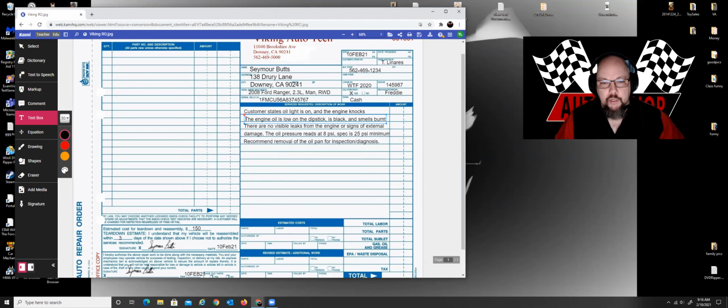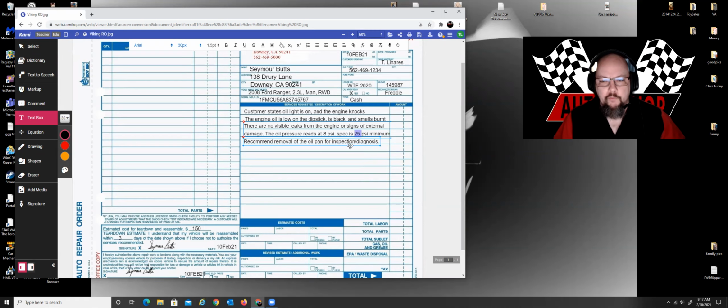So the technician goes looking, finds the oil low on the dipstick. It's black, smells burnt. There's no visible leaks from the engine or signs of external damage. Great. The oil pressure reads at 8 pounds per square inch. Spec is 25 pounds per square inch minimum. So basically you give what you found and you compare it to what Ford had to say about their pressure at the same time. Now granted, the spec, I pulled that out of my head. I didn't go look before this. So that might be a little different on yours when you go look in the manuals.